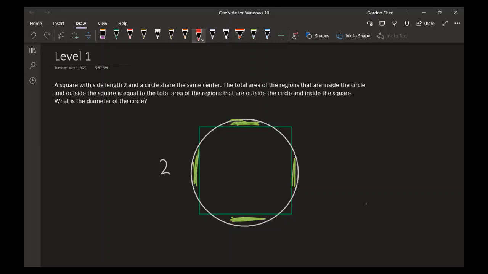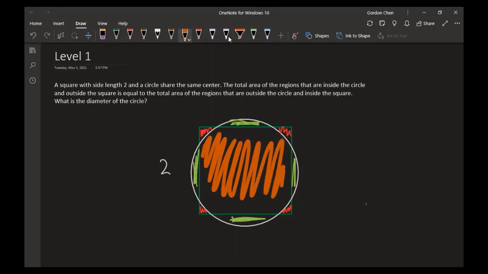And the total area of the regions outside the circle and inside the square are here, here, here, and here. All of them have this place as an overlap. Basically, the circle and the square have the same area, because it's both the brown part plus another color.